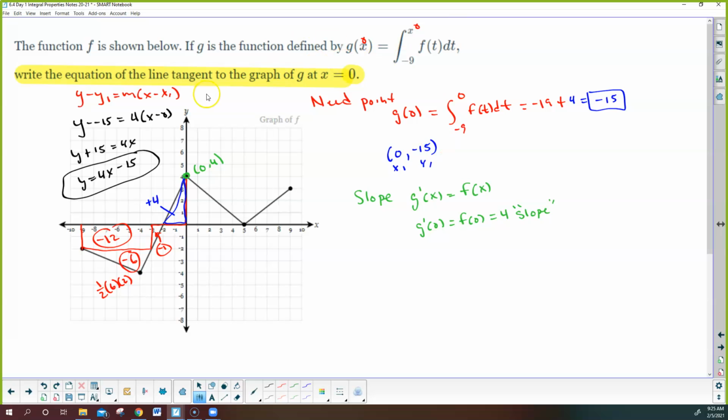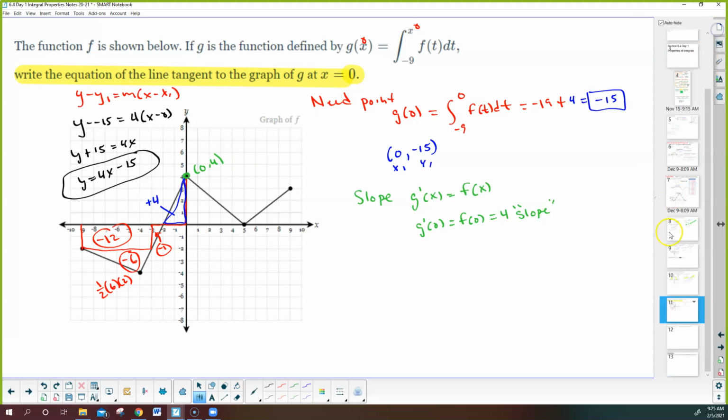Okay, so I love these problems because they review max, min, increasing, decreasing, write the equation of the tangent line, all the things that we should be really familiar with.